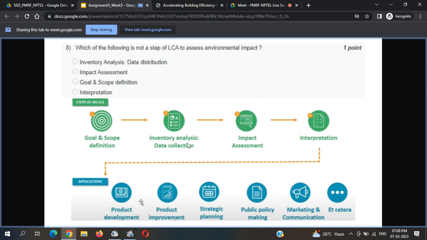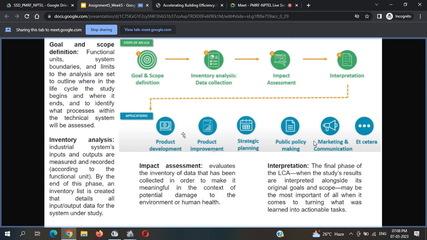Inventory analysis is not data distribution, but the collection of all the data which is required for impact assessment throughout the life cycle of a product. Then is impact assessment, then it's interpretation. I'll just quickly tell you what all of these different stages mean so that you have a general idea of the different steps of life cycle assessment.